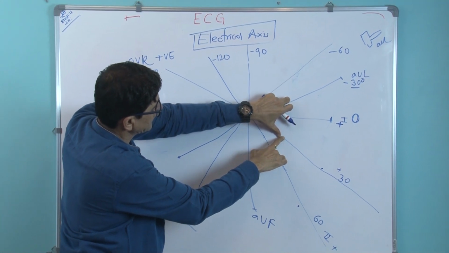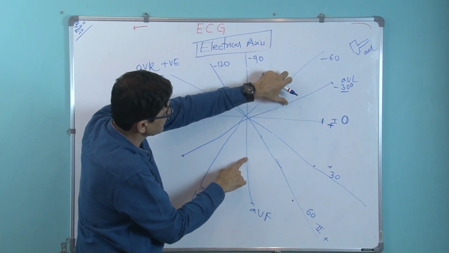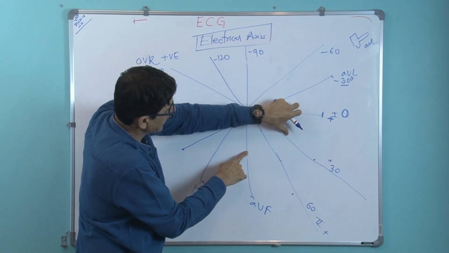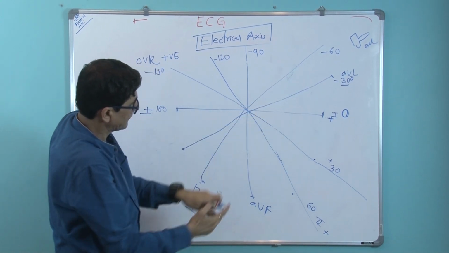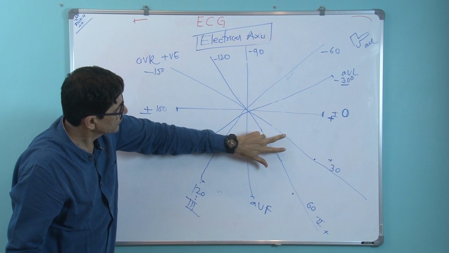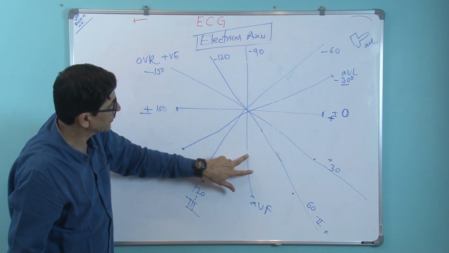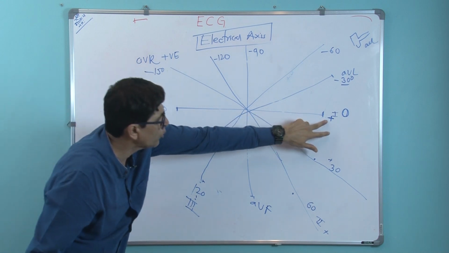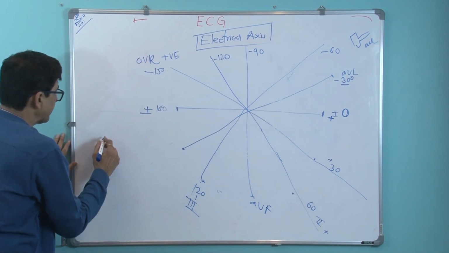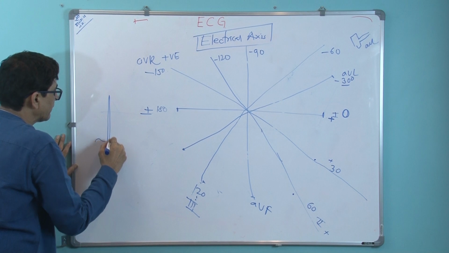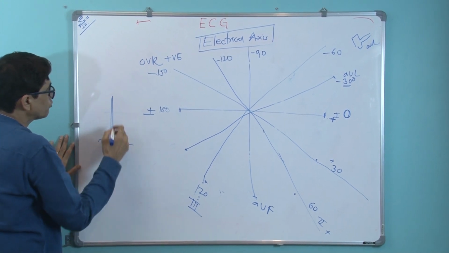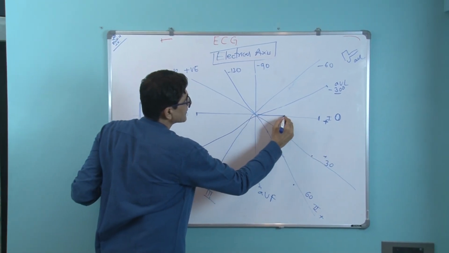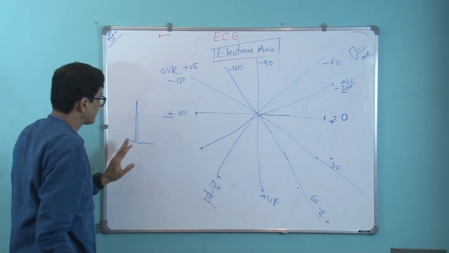From here to here 60, from here to here 60. This is AVL, this is AVR, this is AVF. These are also 60 degrees to each other. Only remember, first is positive, deflection is at 0, negative. That means what happens? Suppose this is lead 1, positive. So on this side, the deflection is positive.